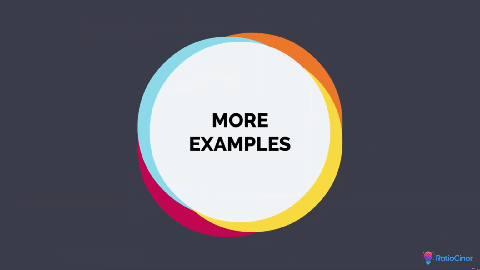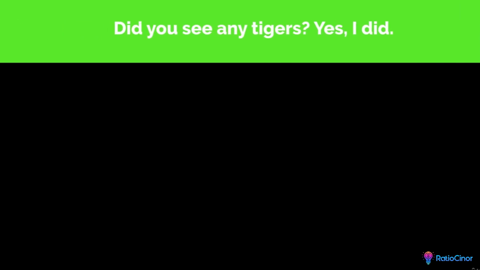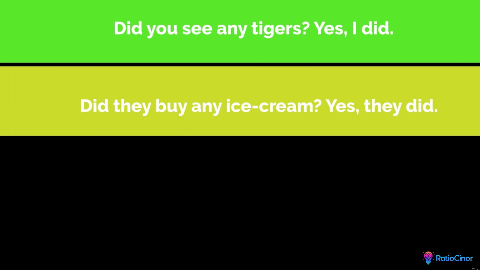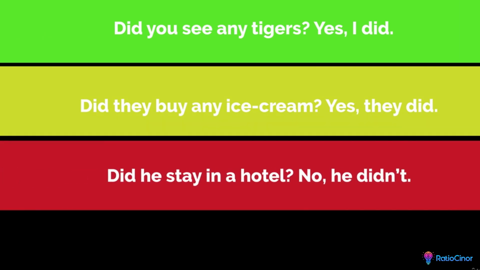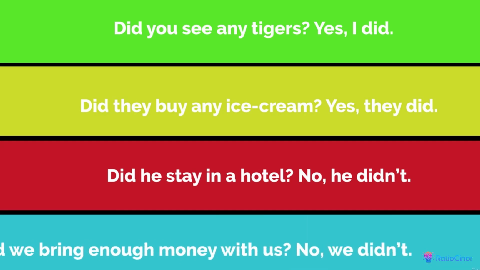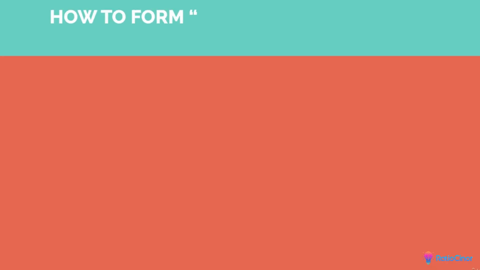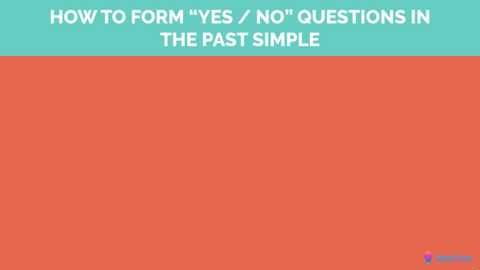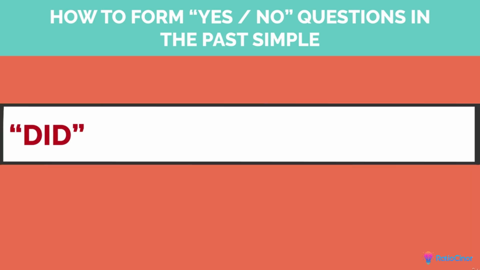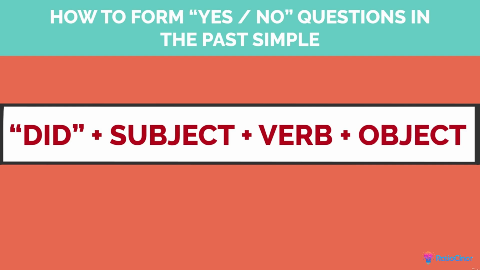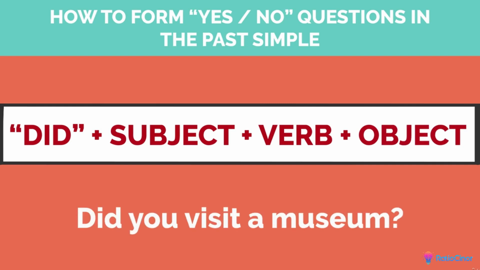More examples. Did you see any tigers? Yes, I did. Did they buy any ice cream? Yes, they did. Did he stay in a hotel? No, he didn't. Did doesn't change with the subject. Did we bring enough money with us? No, we didn't. How to form yes or no questions in the past simple. Did plus subject plus verb plus object. Did you visit a museum?